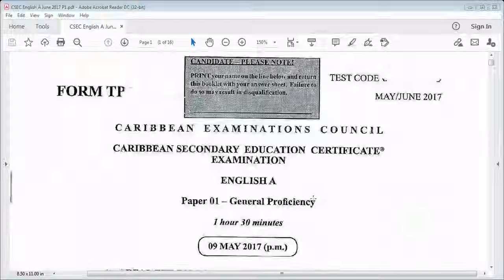So, let us get right into this. We'll be doing this in a two-part video. Part 1, we'll be looking at the discrete items, questions 1 to 25. And then the next video will be looking at the reading comprehension. So, let us get right into it.